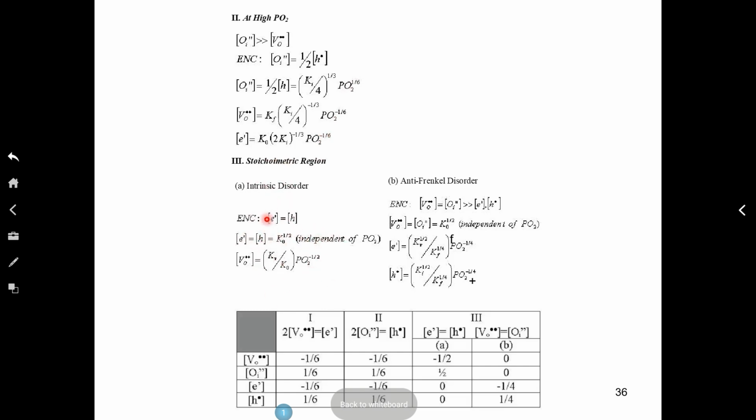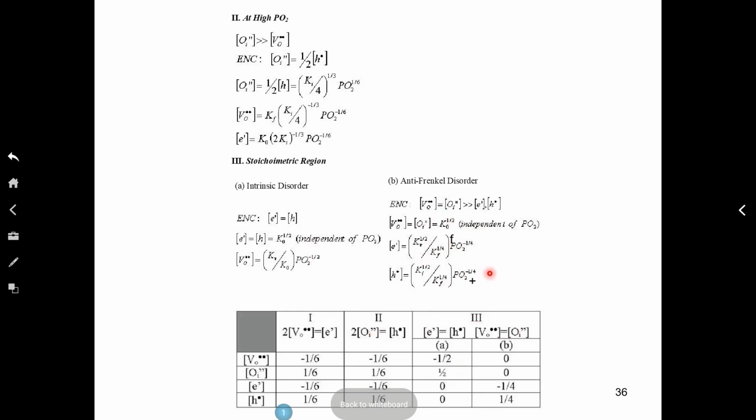Intrinsic ionization. In intrinsic ionization, electron and hole concentration will remain flat. Even if you are changing PO2, their concentration will not shift. The oxygen vacancy concentration will go down with exponent 1/2. So the exponent is changing, and then the anti-Frankel case will have a different effect, 1/4. And again, you are making predictable defect concentration in different regions.